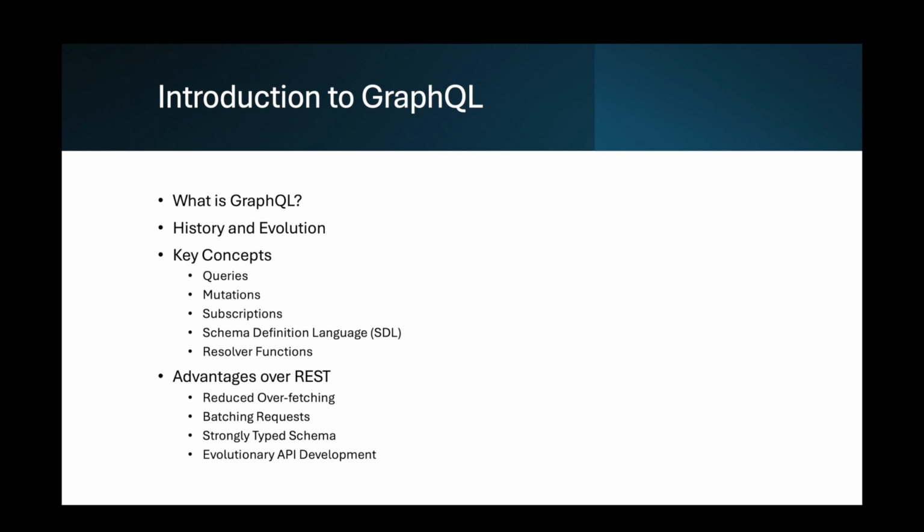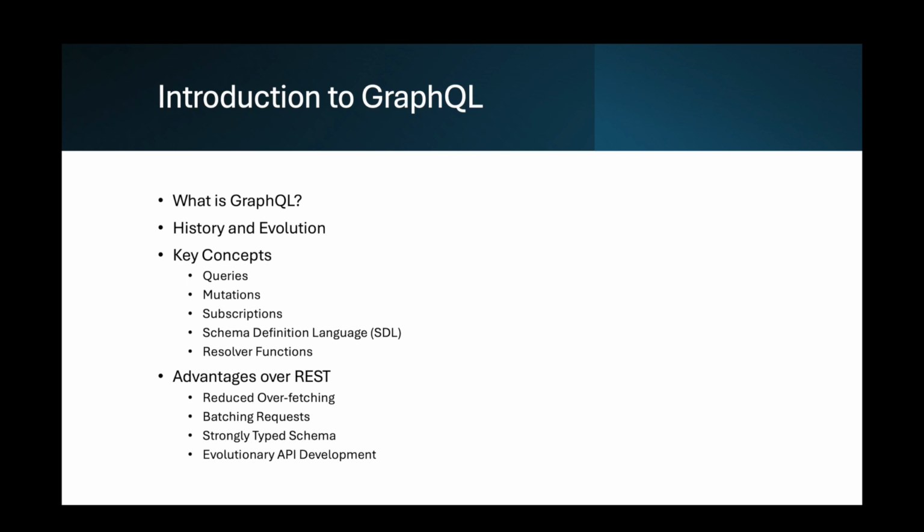We also have resolver functions. Resolver functions are functions responsible for fetching the data for a specific field in the schema. They're written by the server developer and determine how data is fetched from the underlying data sources. And we will be looking at all these concepts in detail later in this particular series. So some of the advantages of GraphQL over REST: why would I go with GraphQL versus the well-known REST mechanism?